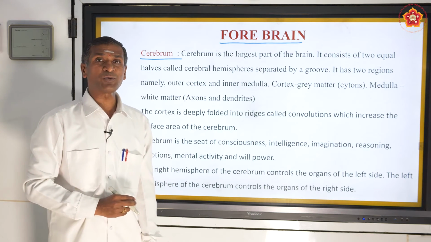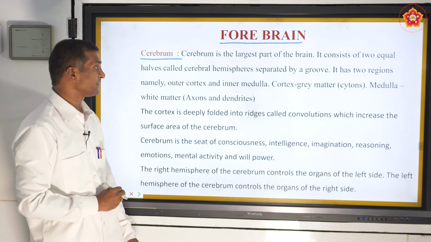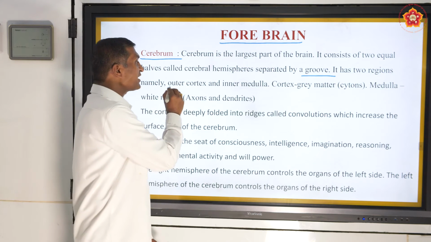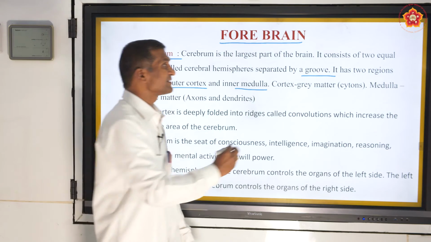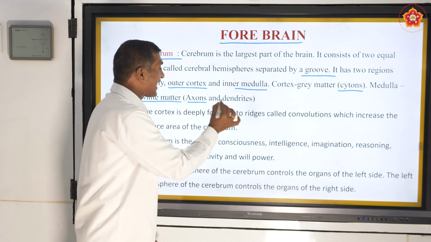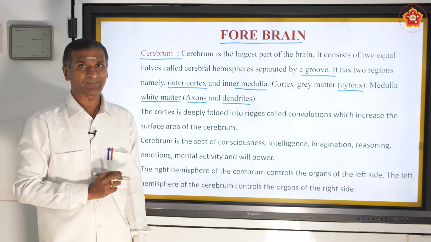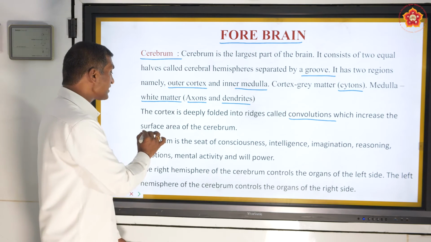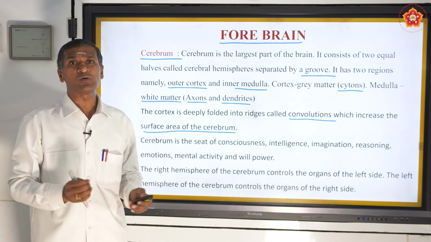It consists of 2 equal halves, which we call cerebral hemispheres, the right hemisphere and the left hemisphere, which are separated by a groove. It has 2 regions, the outer cortex and the inner medulla. The cortex of the cerebrum is grey matter and has the cytons of the neurons. The medulla is white matter in the cerebrum and has the axons and the dendrites. The cortex is deeply folded into ridges, which form convolutions. We call those ridges convolutions, which increase the surface area of the cerebrum. The more ridges on the cerebrum, the more its area increases.